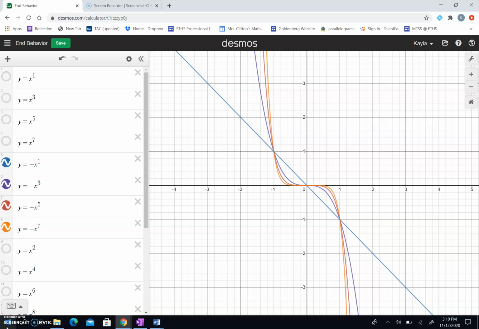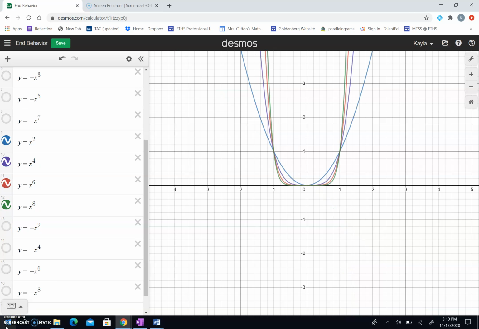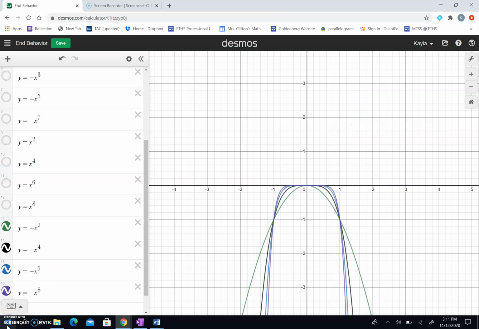Okay, graphs of odd powers with negative signs in front. Go ahead and draw a quick sketch of what the general shape of these graphs looks like. Okay, even powers with no coefficient, not a negative sign. Go ahead and draw a sketch of what you're noticing. And last but not least, even powers with a negative sign in front.